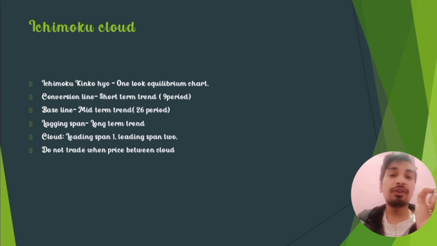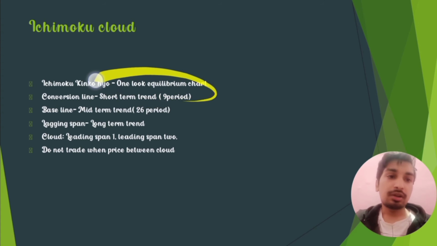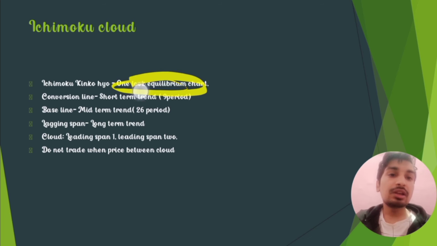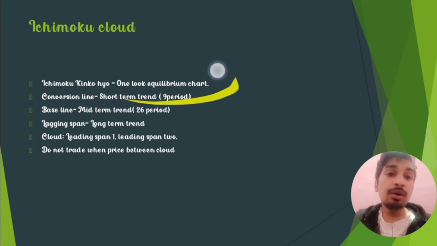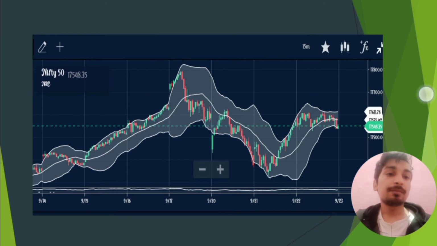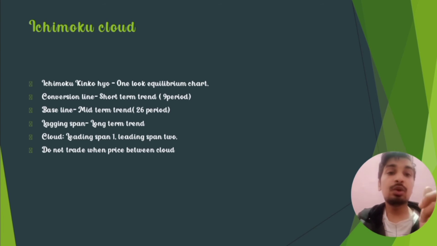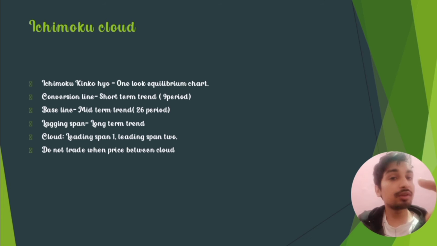It gives you a lot of information. The Ichimoku cloud was given by Ichimoku Kinko Hyo, which means one look equilibrium chart, because it has almost all the information. Not the name of the person was in this. Ichimoku Kinko Hyo means one look equilibrium chart. It means at one look, at one glance, you can find the equilibrium. You can find a lot of information.